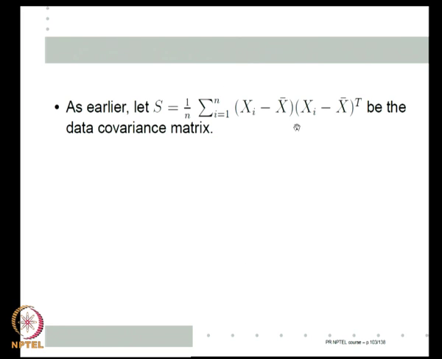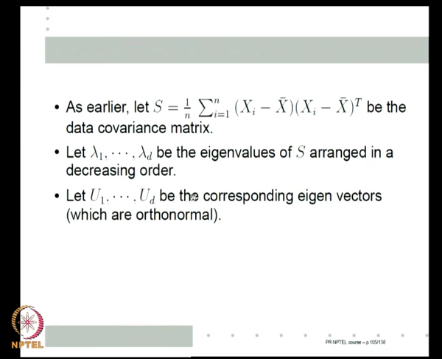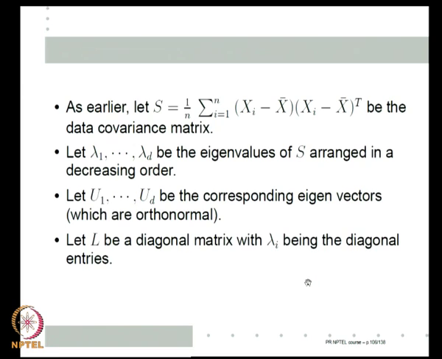So, as earlier, let S be the data covariance matrix and lambda 1 to lambda d be the eigenvalues of S arranged in decreasing order. Let u_1 to u_d be the corresponding eigenvectors, which are orthonormal. Remember that because S is real symmetric and has a complete set of eigenvectors, we can have an orthonormal set of eigenvectors of S, arranged in the order of lambda 1 to lambda d, the decreasing order of the eigenvalues. Of course, we will not particularly use the fact that they are decreasing in the Whitening transform.